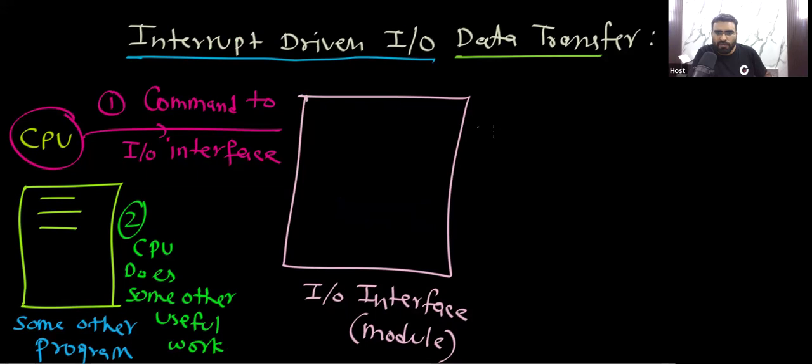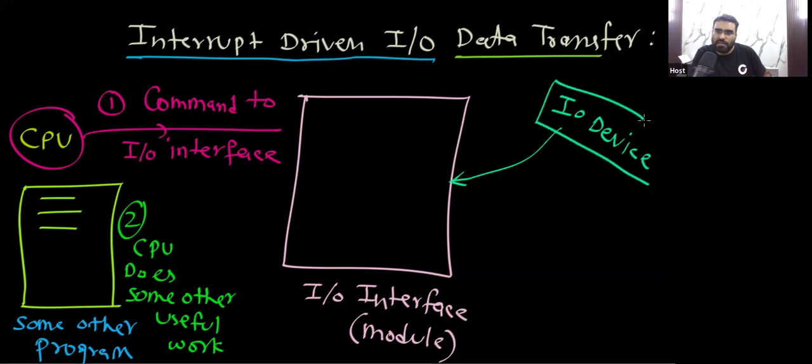Now remember, when the command comes to the IO interface, what will the IO interface do? What is the third step? Tell me. The IO interface will collect data from the IO device. Yes or no? Do you agree? The third step is this IO interface will collect data.